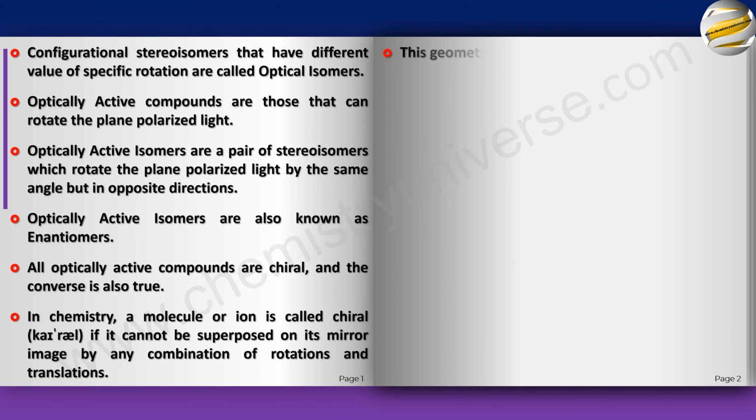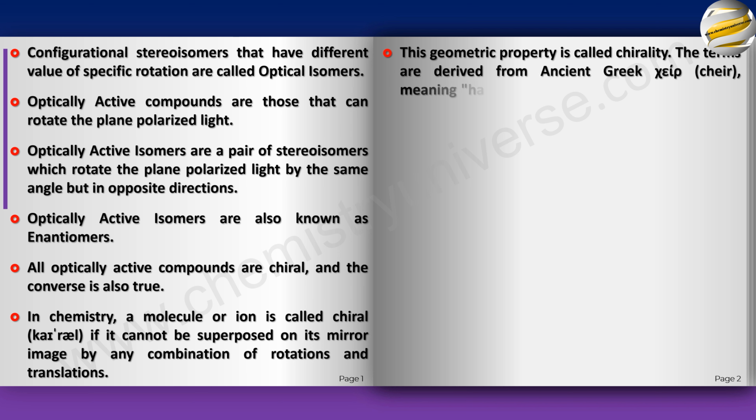This geometric property is called chirality. The term is derived from the ancient Greek cheir, meaning hand, which is the canonical example of an object with this property. Now to make this very clear, let's try and understand this hand. Okay, this is my left hand and this is my right hand. If I keep this in front of a mirror, I'm going to see this as a mirror image. My left hand and my right hand are mirror images of each other, assuming of course they're exactly the same.